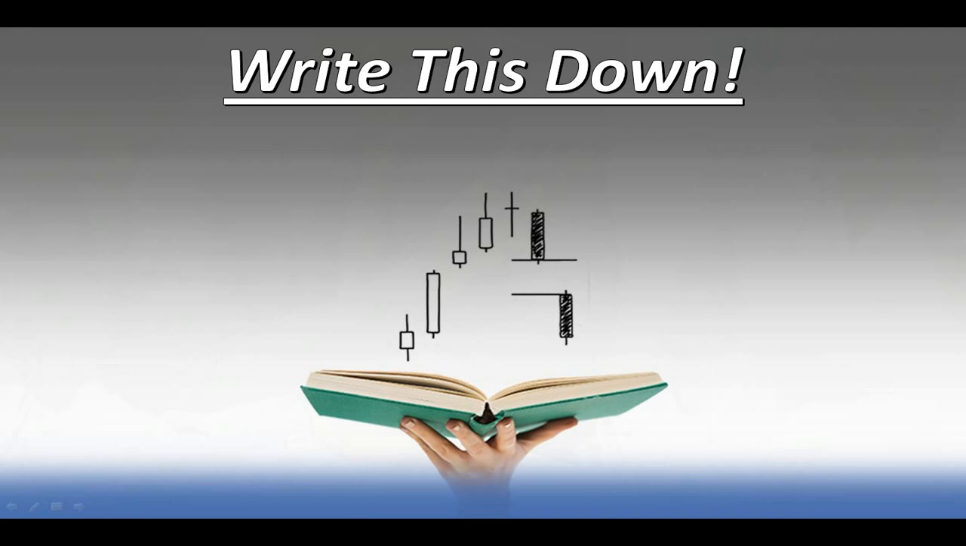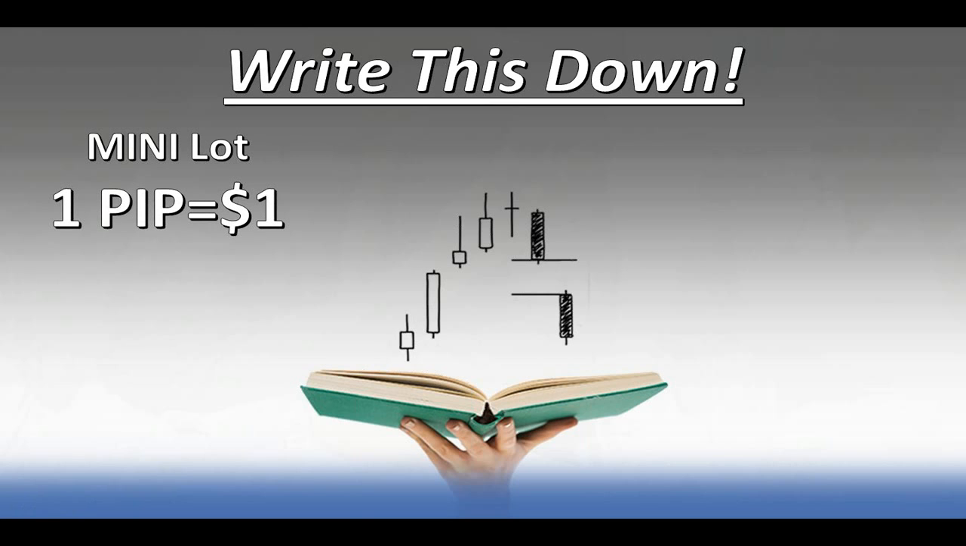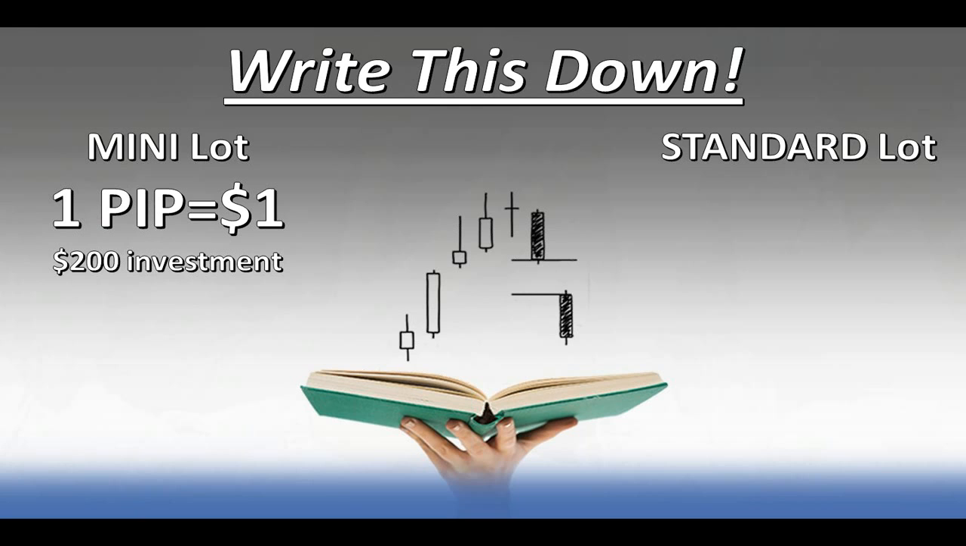Awesome. I want you to go ahead and write this down. In this market, we trade in units called lots. Now, there are standard lots, and then there are mini lots. A mini lot controls $10,000 of a currency, right, and each pip is worth $1. A standard lot controls $100,000 of a currency, and each pip is worth $10.